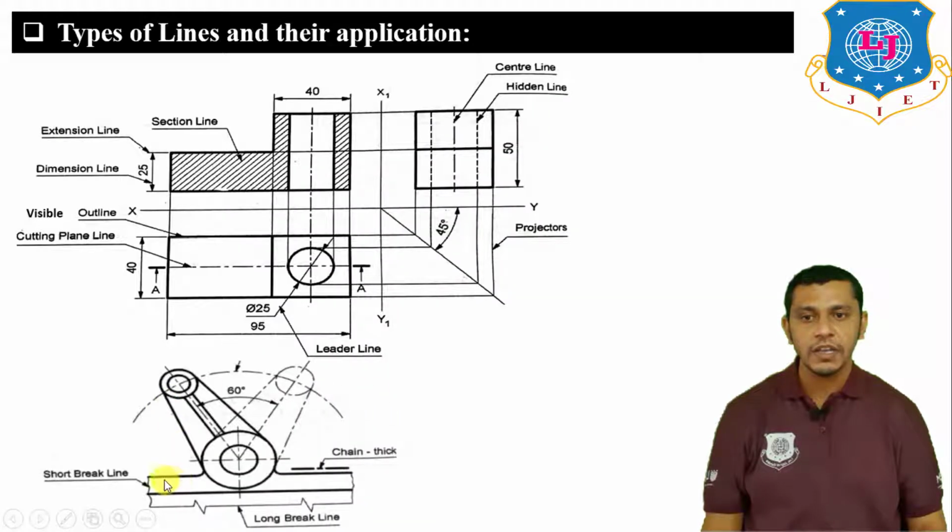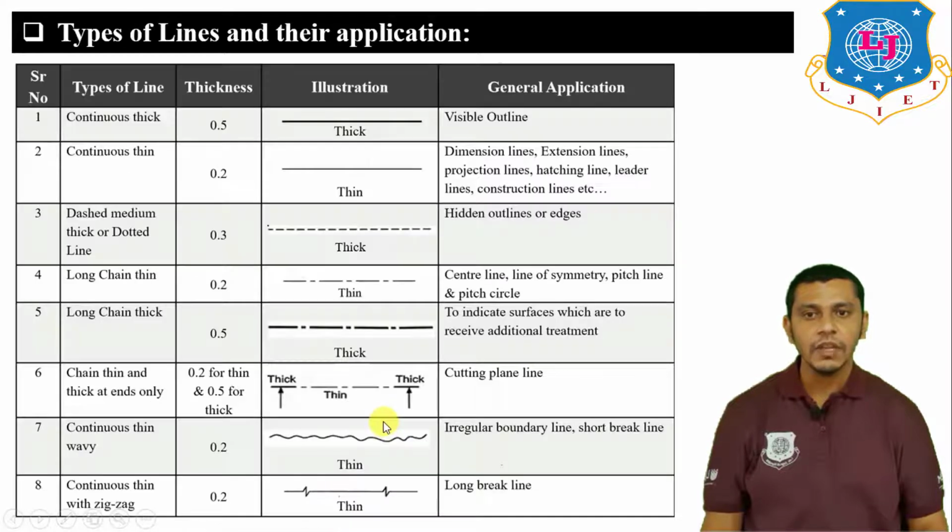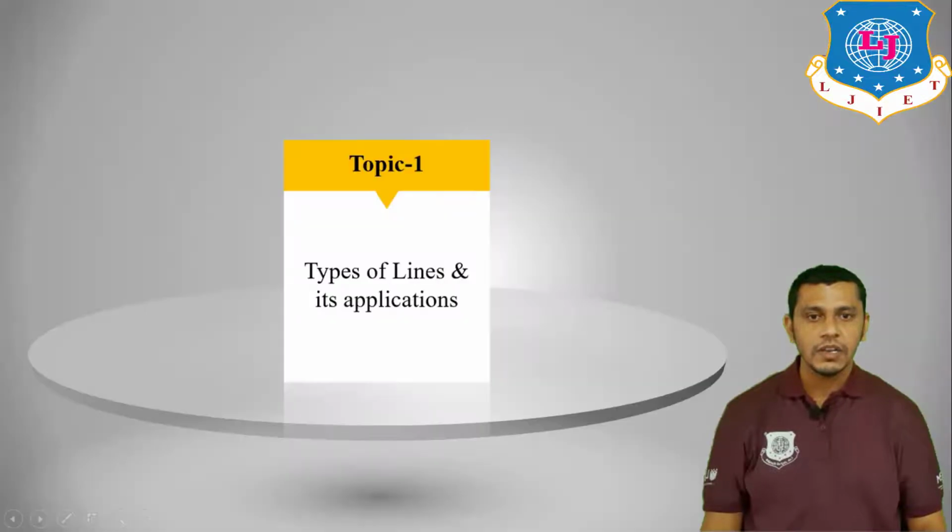So here in this object, we have taken the shorter break to show the object as a part of a machine. So to show the part of the machine, we have to break this object. So here we have taken the shorter break. To take the shorter break, we will use the short break lines, and to take the long break, we will use the long break line. And this is our zigzag line. So these are the types of lines which are used for different purposes in drawing. Now let us move on to the next topic.